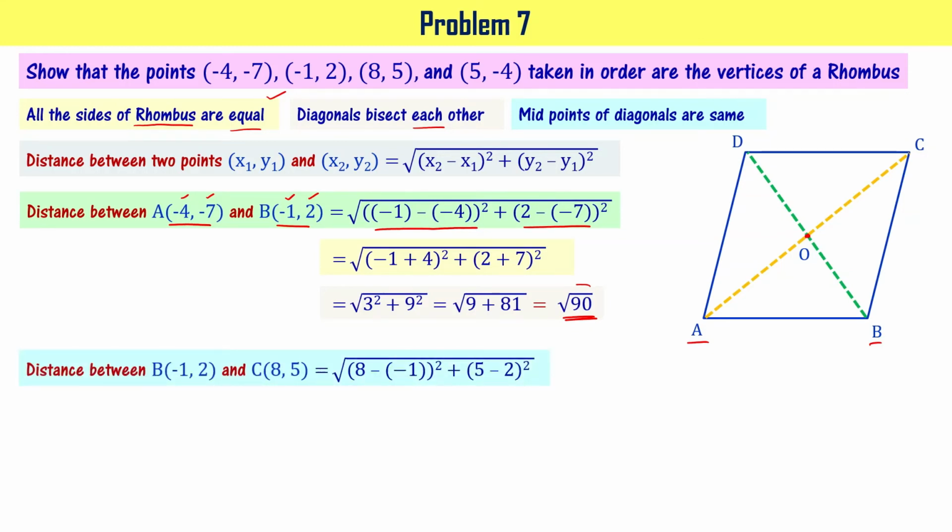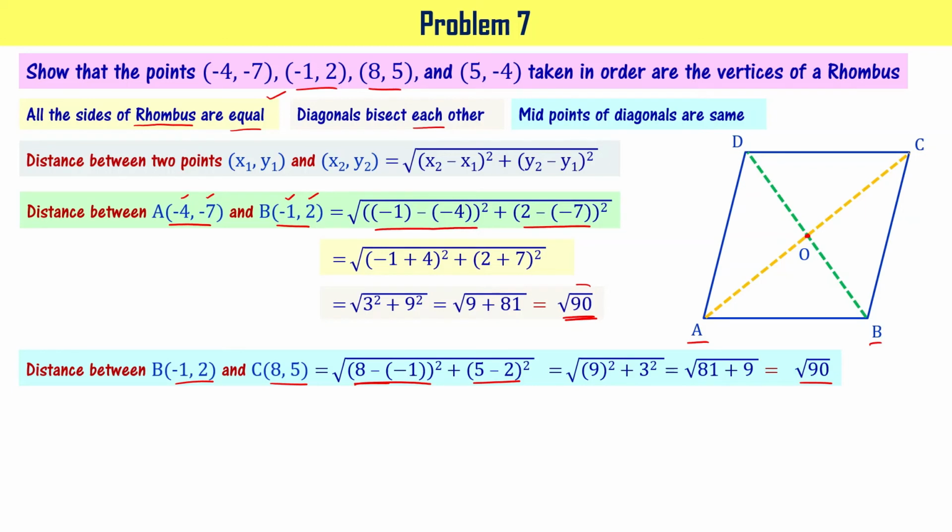Those are B and C. That is, B is (-1, 2), I'm saying this is x1, y1, and C is (8, 5). That is x2, y2. So that distance is going to be the square root of (x2 minus x1) whole square plus (y2 minus y1) whole square. When you simplify it, you get the square root of 90. So the distance between B and C is also square root of 90.